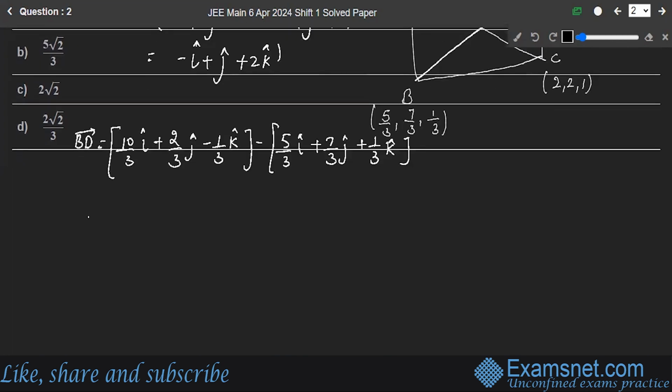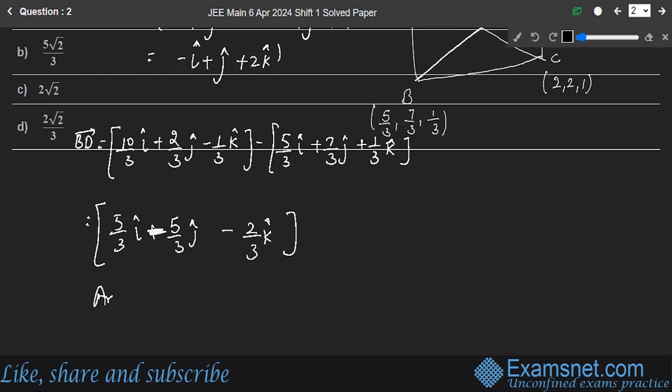This will give me 5 by 3 I minus 5 by 3 J, and minus 2 by 3 K. I got the vectors AC and BD.